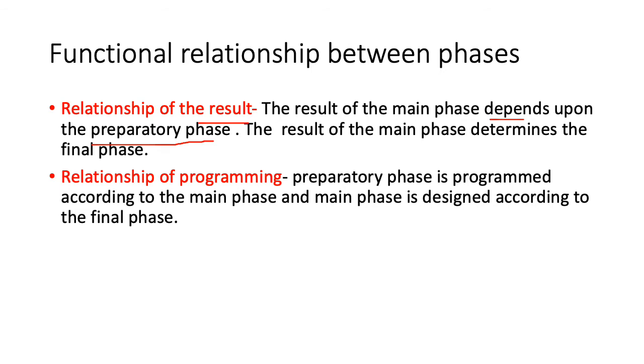Because of result, you are saying that if you want a good result, you should prepare well. So the result of the main phase depends upon the preparatory phase. Second point, the result of the main phase determines the final phase. Now, if you have performed well in the main phase, you have bowled very well. Now, the result of this main phase will determine the final phase. If you have performed this task very well, you are well prepared, then definitely your final phase will be excellent. You will balance yourself, you will avoid any foul thing. So ultimately the result will be fine. So this is the relationship of result.